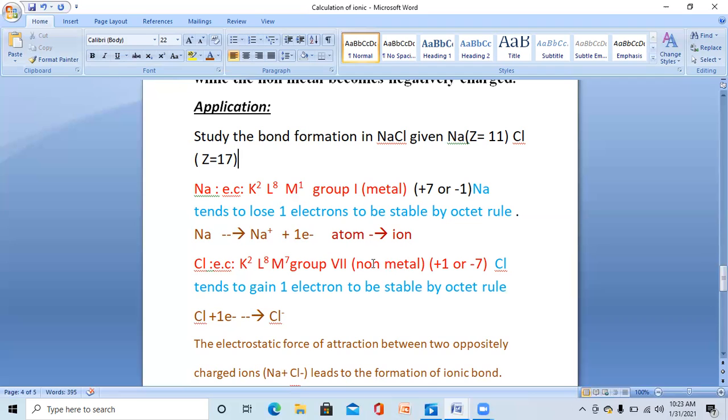Now, if Na binds with another element, it loses this electron. So, Na tends to lose one electron to be stable by octet rule. Now for Cl: if Cl binds with another element, it must gain one electron to be stable. So Cl tends to gain one electron to be stable by octet rule.